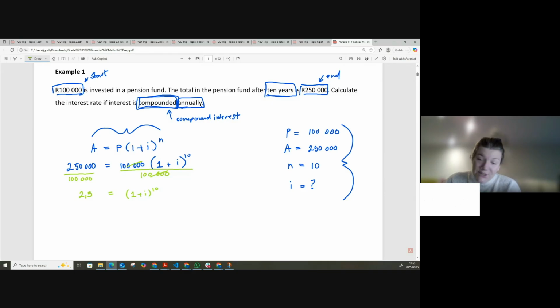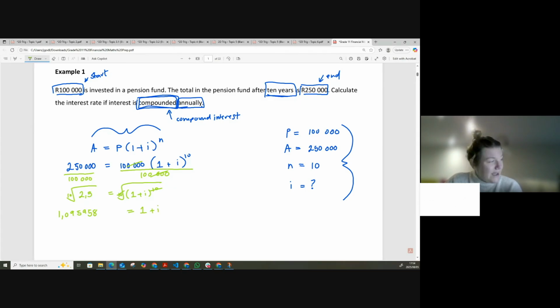Now, if I don't want it to be to the power of 10, I'm going to have to root to the 10th on the other side. So that can cancel with that, and I've got my 2,5 rooted. That gives me the answer of 1,095958. And I want to keep those decimal places so that my final answer is correct. And that is equal to 1 plus I.